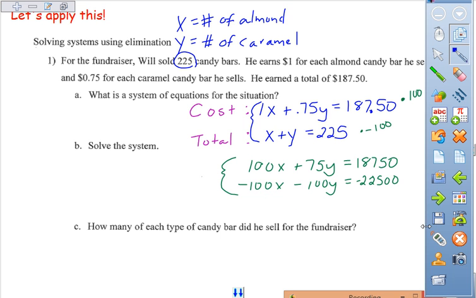This concludes my lessons on solving systems using elimination.